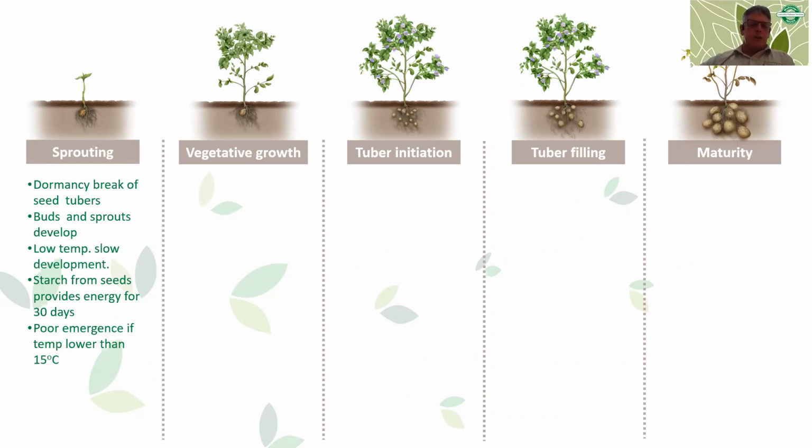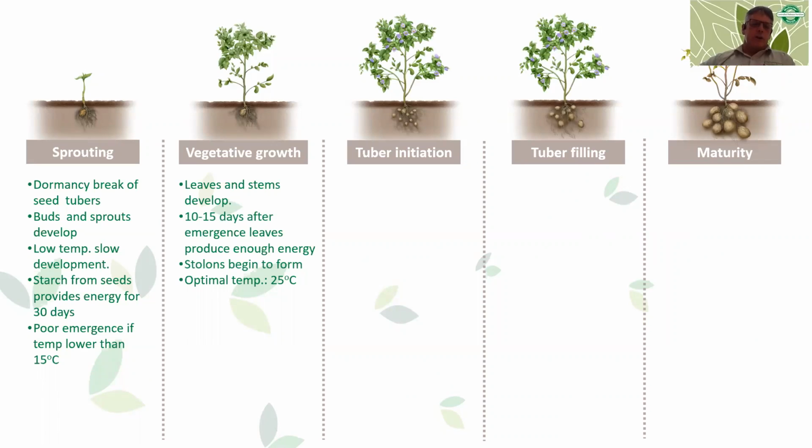And the starch in the seeds, in your tuber seed or your seed potato, provides the energy for up to 30 days after planting. So it's critical that the quality of seed that you keep has enough starch so that it can support itself for those first 30 days. Poor emergence will happen if your soil temperatures are lower than 15 degrees. Generally, you will get very poor growth.